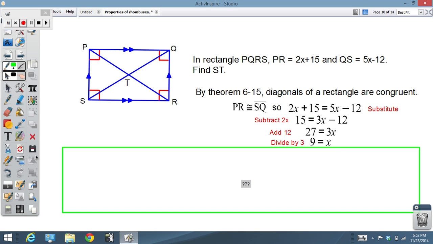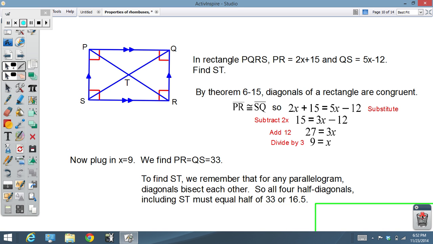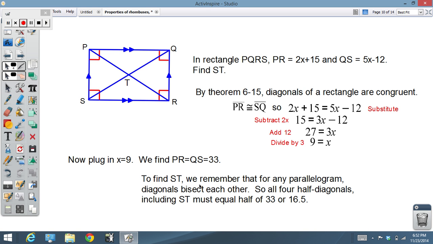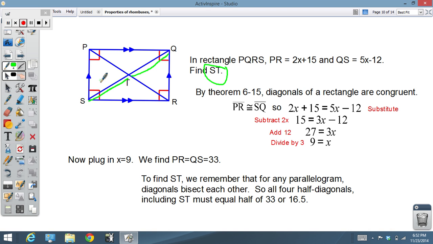And we find out that x is 9. It's not what the question asked. We plug in x is 9, so we find out that the two diagonals must be 33 units long. But to find ST, which is what the question's asking, we remember that for any parallelogram, the diagonal is bisected. So if that whole thing is 33, we cut it in half, and we find out that ST must be 16.5. Good.